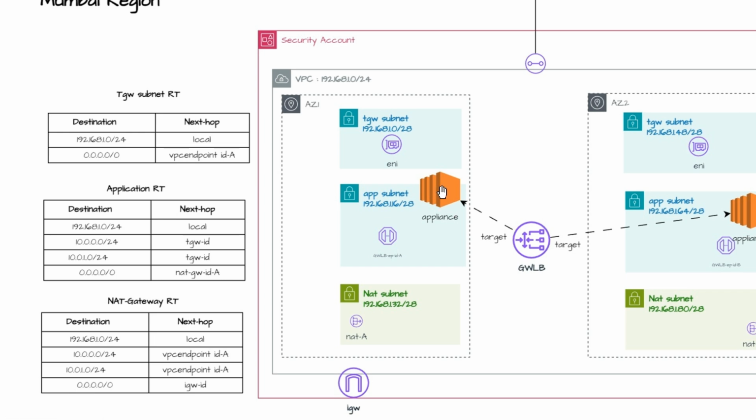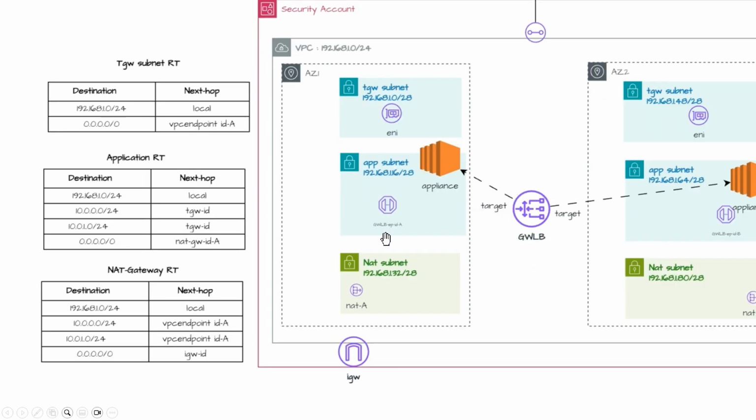Then once the traffic reaches the firewall appliance behind your gateway load balancer, the appliance decapsulates the Geneve header, which was added by the gateway load balancer, and makes the decision to allow or deny the traffic based on the security policy that you have configured. I don't know how to configure the policy, but whatever policy you have configured, based on those rules it will deny or allow the traffic. Once the inspection is done, the virtual appliance re-encapsulates the traffic and forwards it back to the gateway load balancer, and the gateway load balancer removes the headers and forwards the traffic to your VPC endpoint or gateway load balancer endpoint.